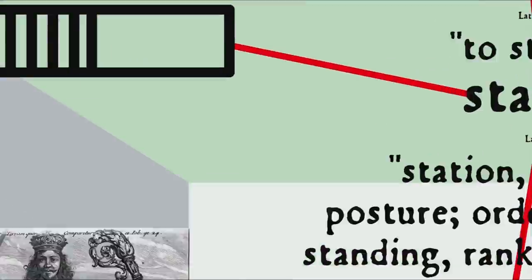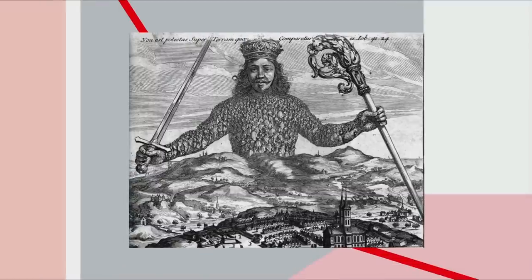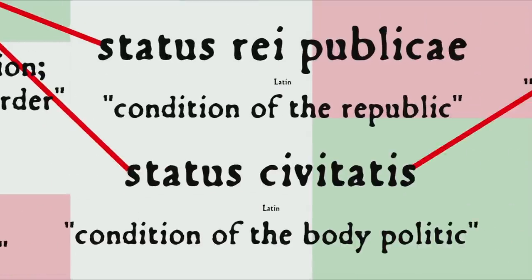But the political sense of the word state, the body politic, or polity, was a later development, only appearing in English in the 16th century, growing out of the meaning condition of a country with regard to government, prosperity, etc., from Latin phrases such as status rei publicae, condition of the republic, and status civitatis, condition of the body politic.